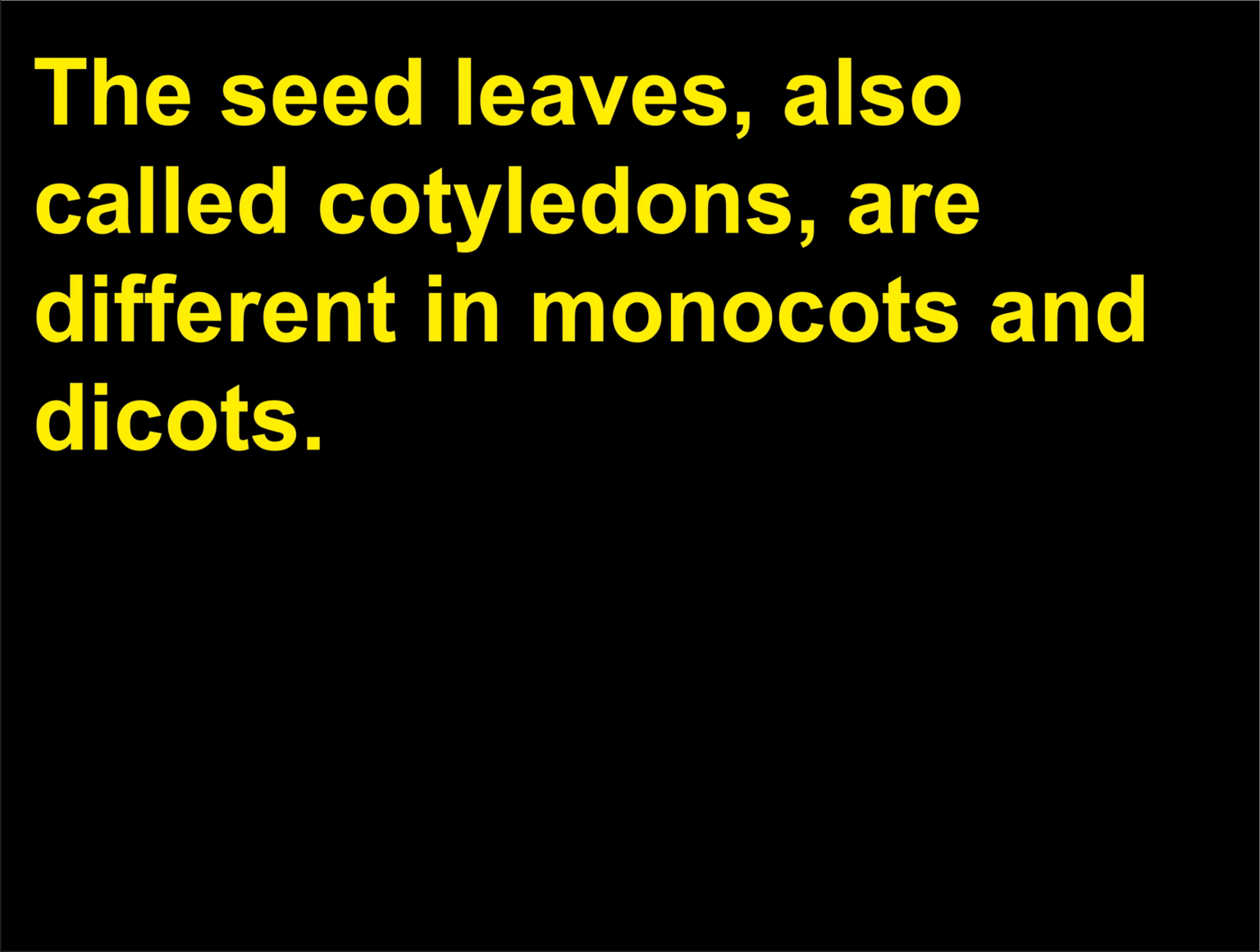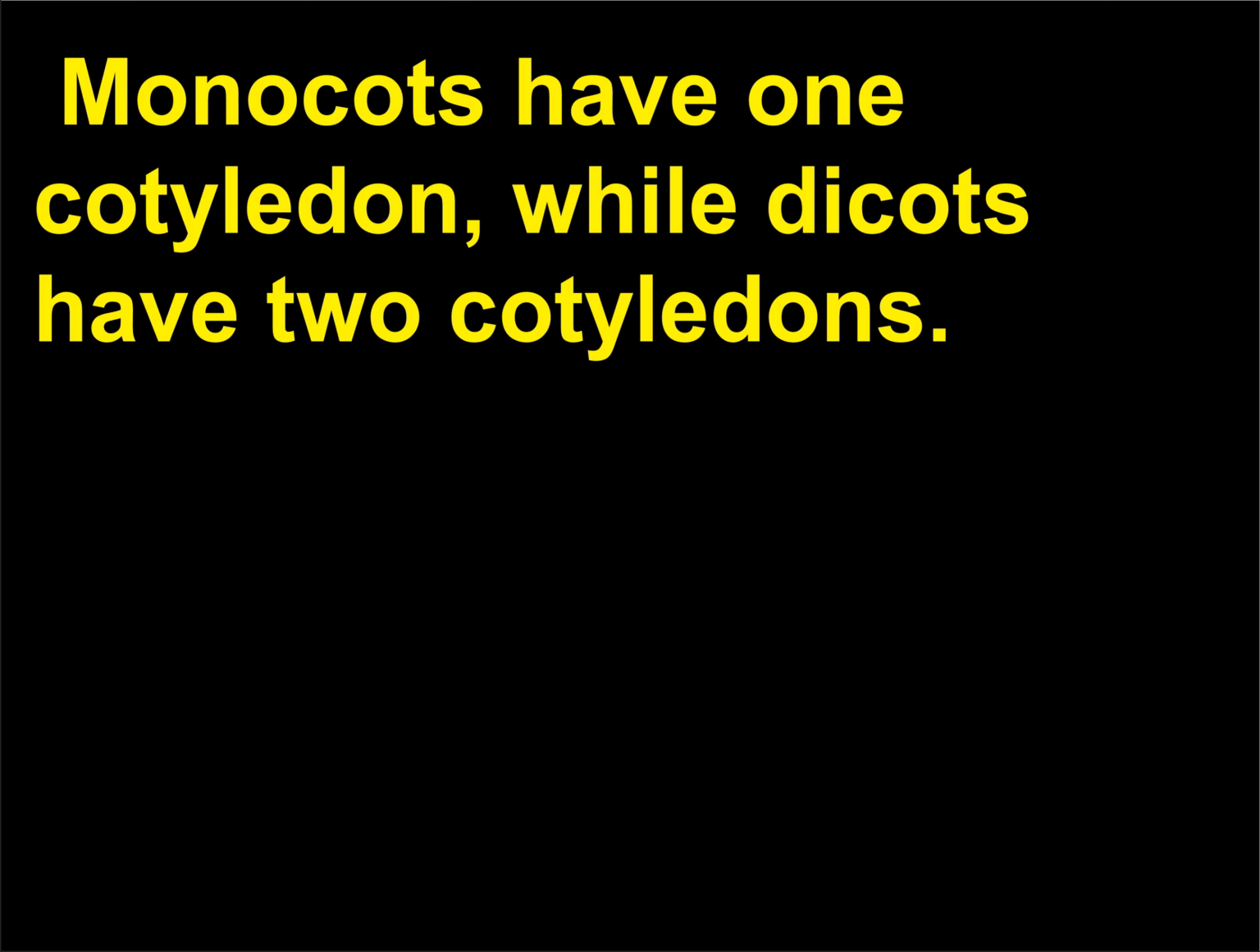The seed leaves, also called cotyledons, are different in monocots and dicots. Monocots have one cotyledon, while dicots have two cotyledons.